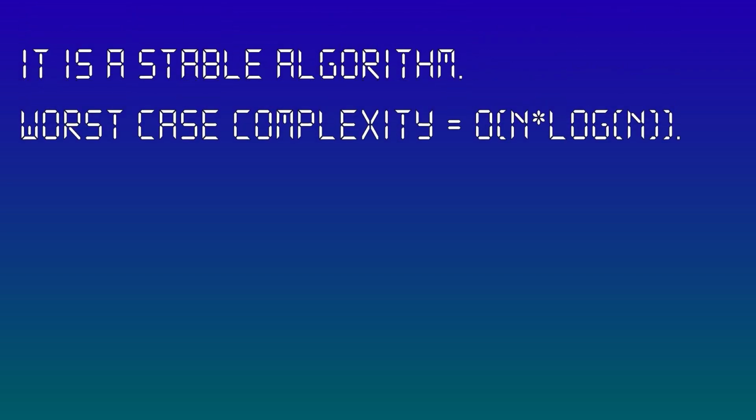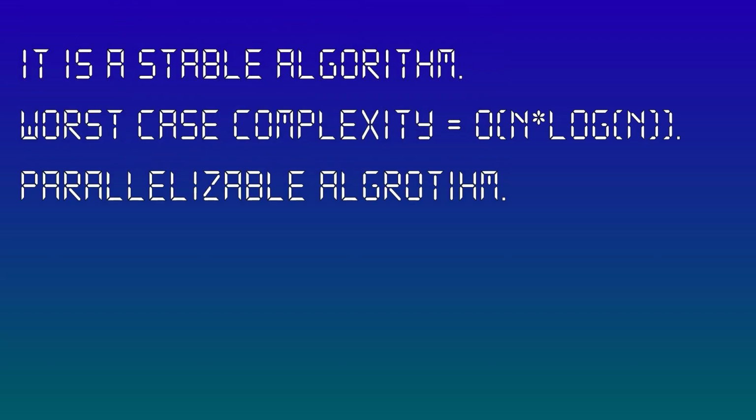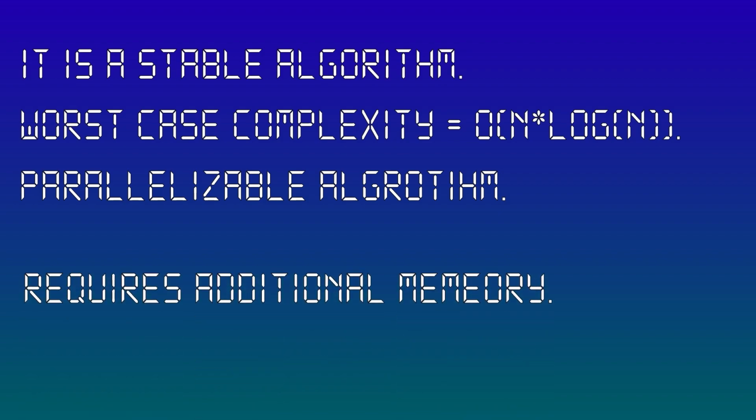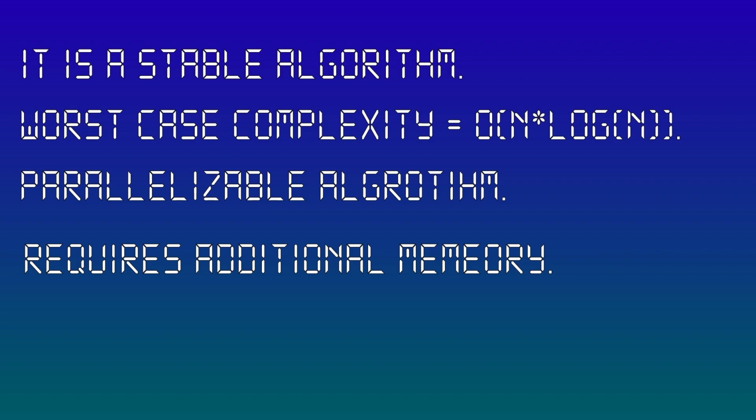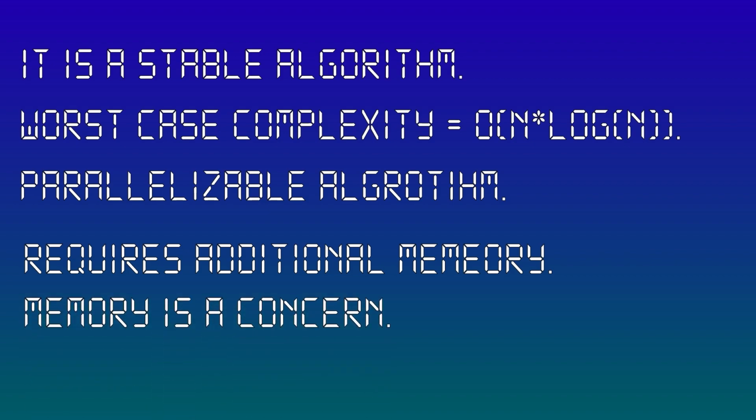Merge sort has a worst case complexity of big O of n log n, which makes it perform well even on large datasets. Merge sort is naturally a parallelizable algorithm, that is, merge sort takes advantage of multiple processors or threads. The downside of merge sort is that it requires additional memory to store the merged subarrays during the sorting process. Merge sort is not applicable in places where memory is a concern.